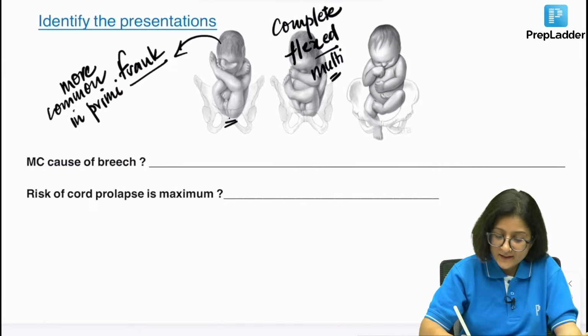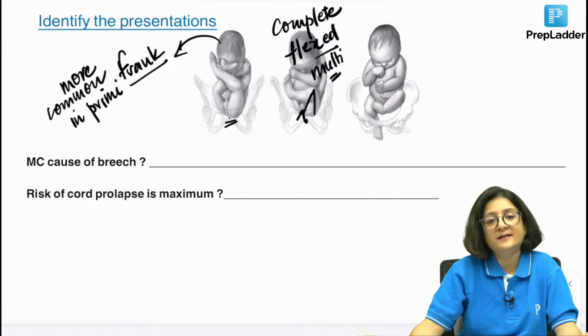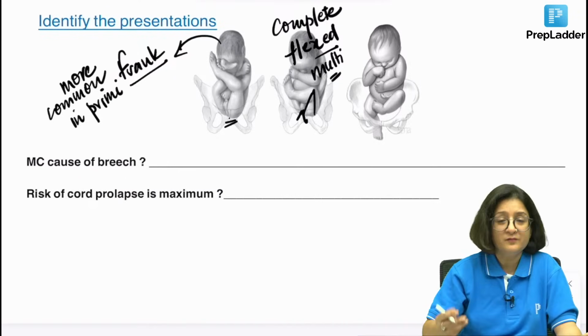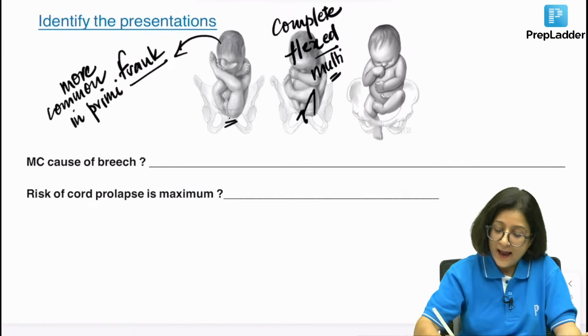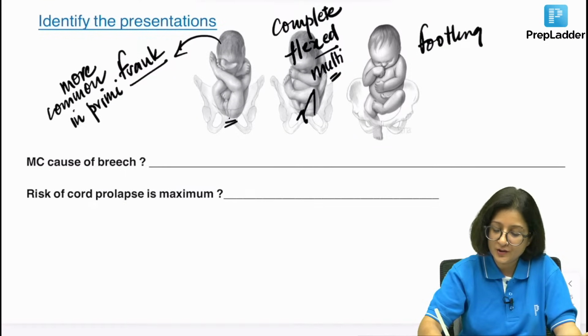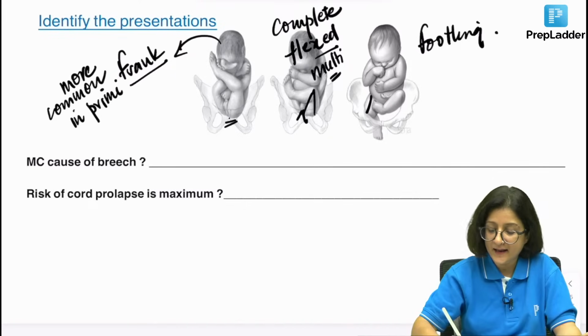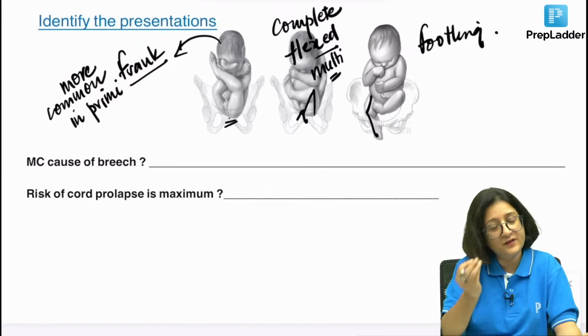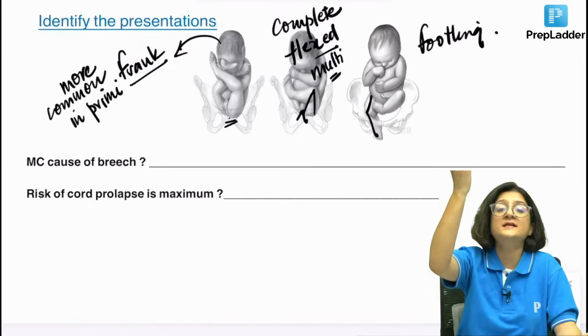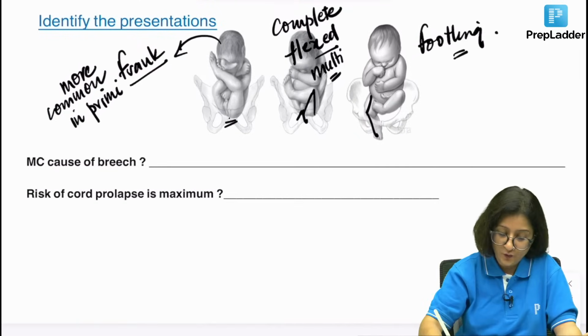and complete or flexed breech is more common in multiparous women, and in this we can see that the knees and the hips both are flexed. So, on PV examination, we'll feel the buttocks also, we'll feel the feet also. And here it is footling breech, right? The hips are extended, the knees are also extended. So, on PV examination, we feel the feet and the buttocks are very high up.